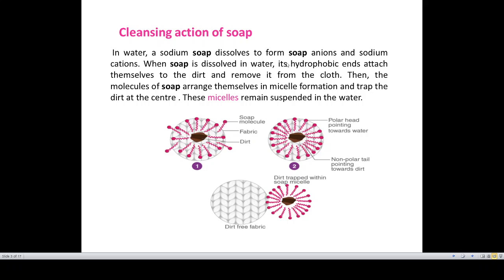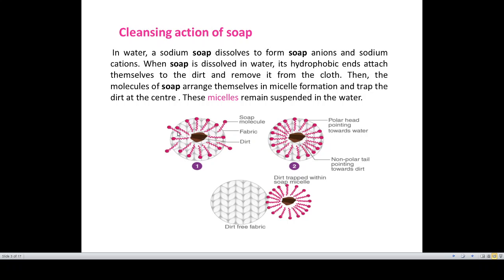We know the main function of a soap is to clean the dirt. So, whenever we take a sodium soap and dissolve it in the water, it dissociates, or breaks up, to give the anion and a cation. We know very well the soap contains the stearic fatty acid, a sodium salt of a fatty acid, where it has a hydrophilic and a hydrophobic end. So, when a soap is dissolved in water, its hydrophobic end attaches to the dirt which is present on the cloth and it removes it.